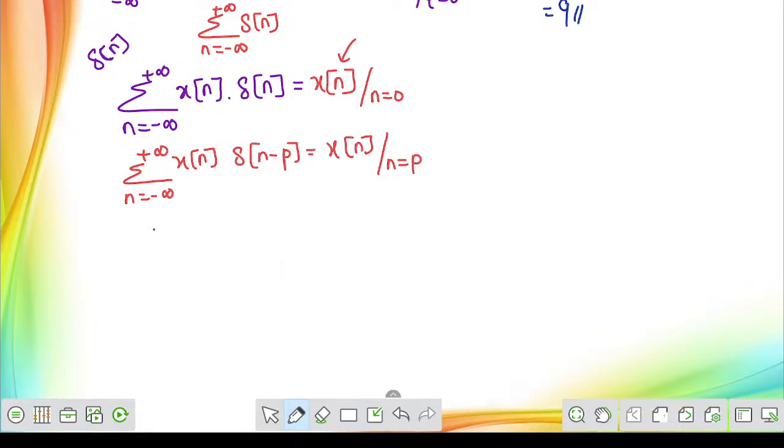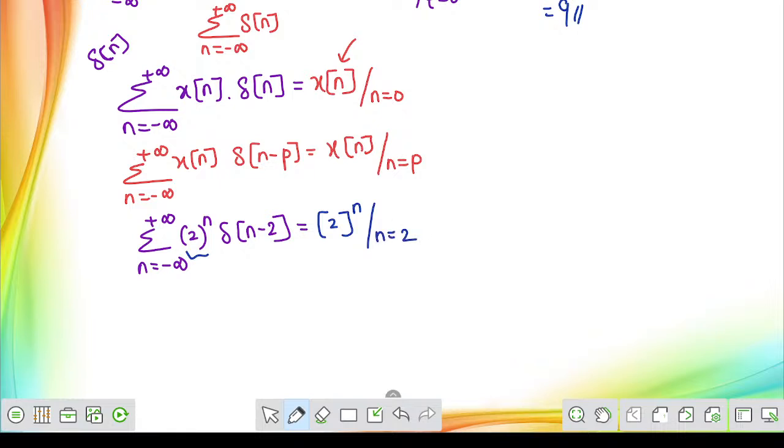Now let us assume summation n equals minus infinity to plus infinity. I have a function 2^n, let us take 2^n, into, it is given, δ(n − 2). This is what is given. Now what will be your resultant answer? The resultant answer will be, this x(n) will come out. So simply 2^n, where the value of n approaches 2. n − 2 means n equals 2, so your answer will be 4. Finish. So it is very simple.